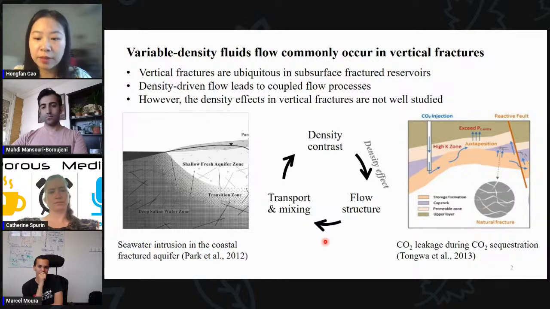Due to density effect, the density contrast of two fluids will affect the flow structure of the system, which impacts the transport of solute and mixing of fluids. And the solute transport and mixing will in turn further affect the density contrast between two fluids. So there is a complex coupled flow process because of the density effects. However, the density effects in vertical fractures are not well studied.